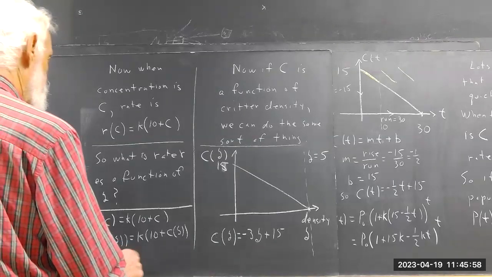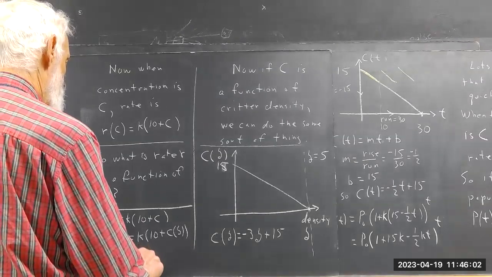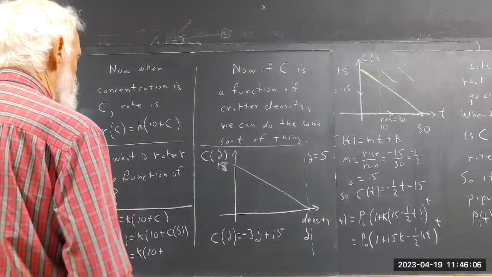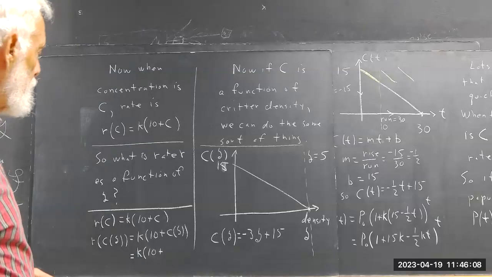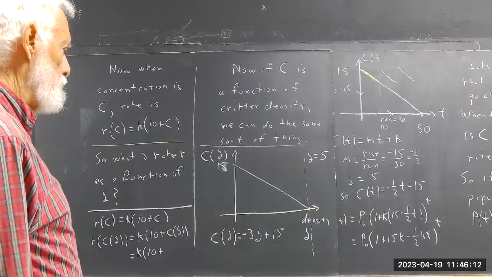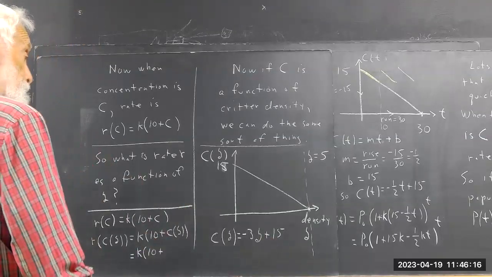But of course, C of delta is, ever write it down? Yeah. -3 delta plus 15.